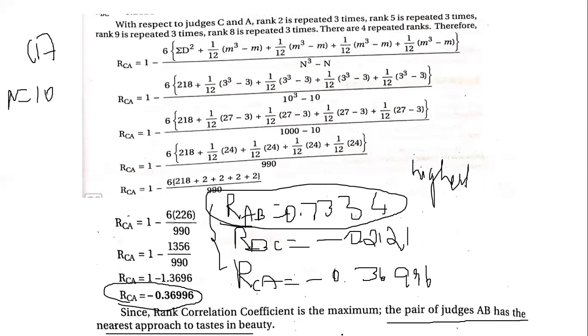It is an easy problem if you remember the formula. The formula is also easy to remember: 1 minus 6 sigma d square plus 1 by 12 into m cube minus m, whole divided by n cube minus n. That 1 by 12 into m cube minus m is repeated with the repeating ranks. However many times the ranks are repeated, so many times it will get repeated.